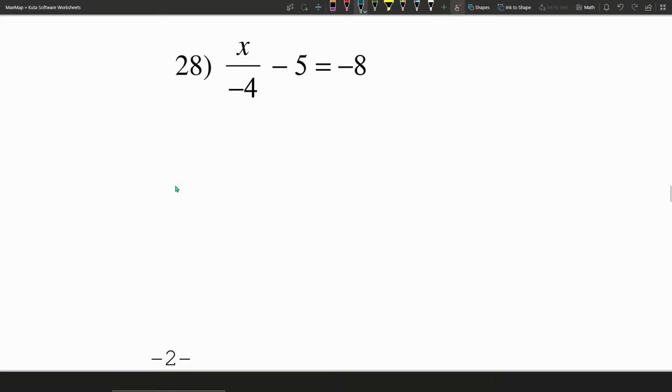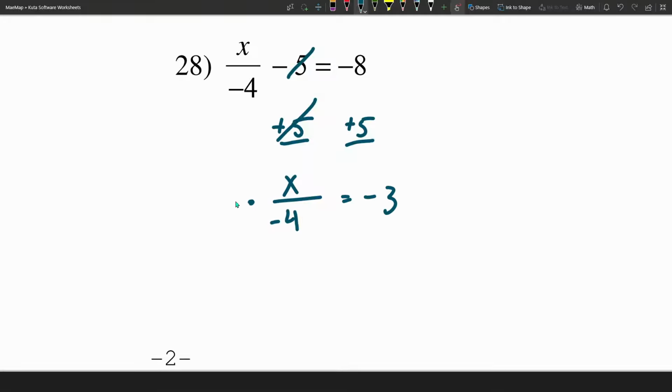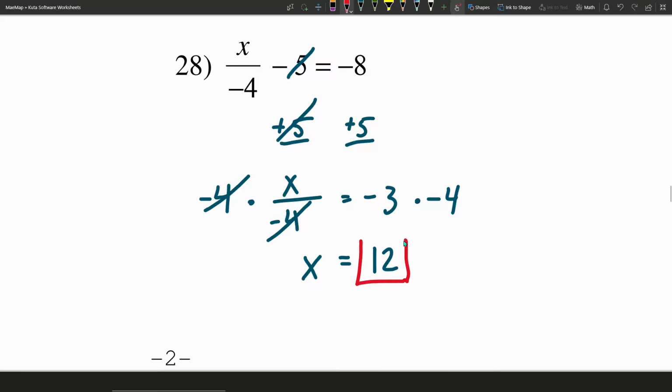Finally, our last problem, number 28. We're going to start this one off by adding 5 to both sides. In doing so, we'll have x divided by -4 equals -8 plus 5, which is a -3. Then we're going to multiply by that denominator of -4 because -4 divided by -4 is a +1, and 1 times x is x. So x is equal to -3 times -4, which is a +12. And with that, we wrap up this free Kuta Software worksheet.